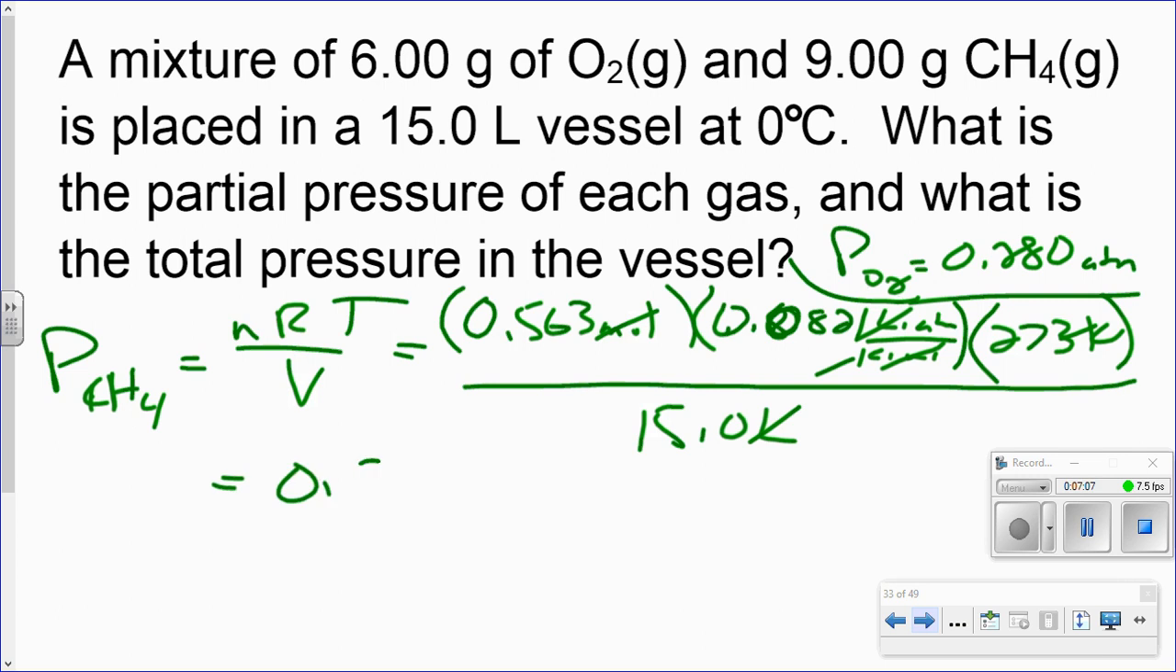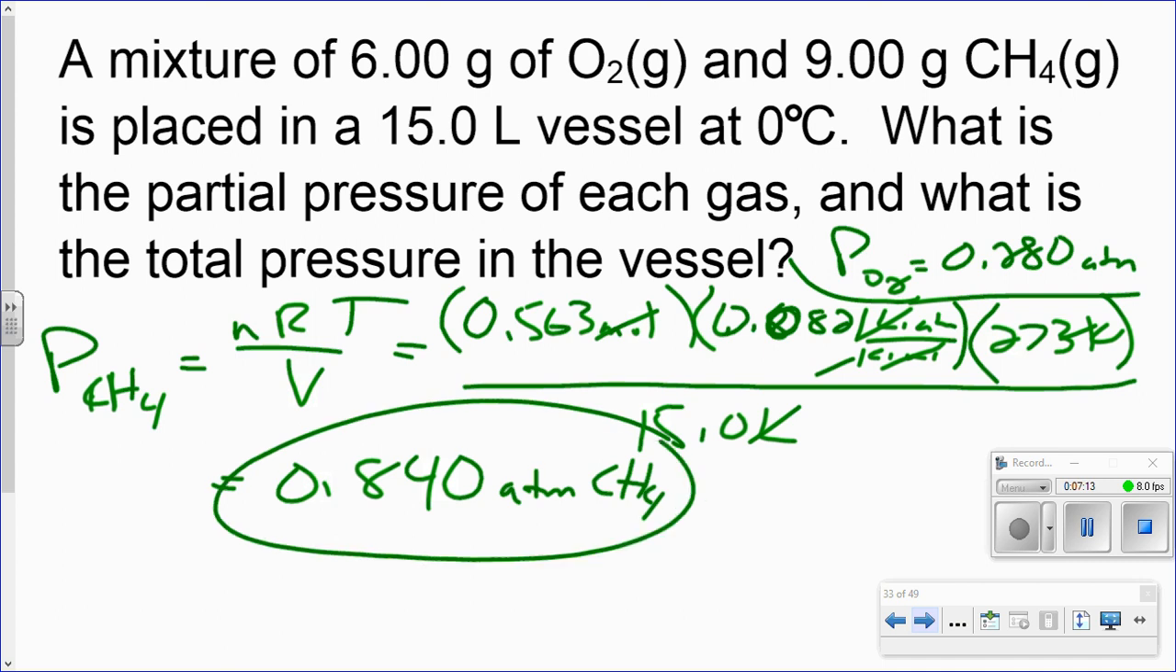So this is 0.840 atmospheres of CH4 gas, or from the CH4. So that answers the first question. What is the partial pressure of each gas? And what is the total pressure? I'm just going to add them together. So 0.840 plus 0.280 gives us 1.12 in total pressure. So you just add this plus this, and we end up with 1.12.